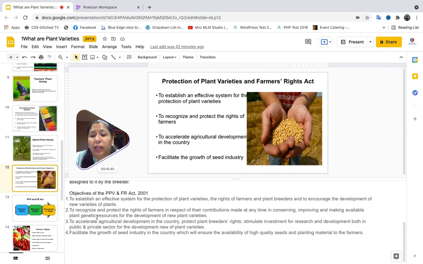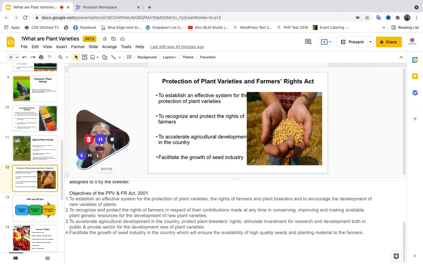The second objective is to recognize and protect the rights of farmers in respect of their contribution. See, farmers make a lot of efforts in their field. A lot of breeding work, a lot of crossing work is being done in the field so that a new variety could come up. So farmers are making an effort, and their contribution is to be acknowledged. So one of the objectives of this act was to recognize and protect the rights of farmers.